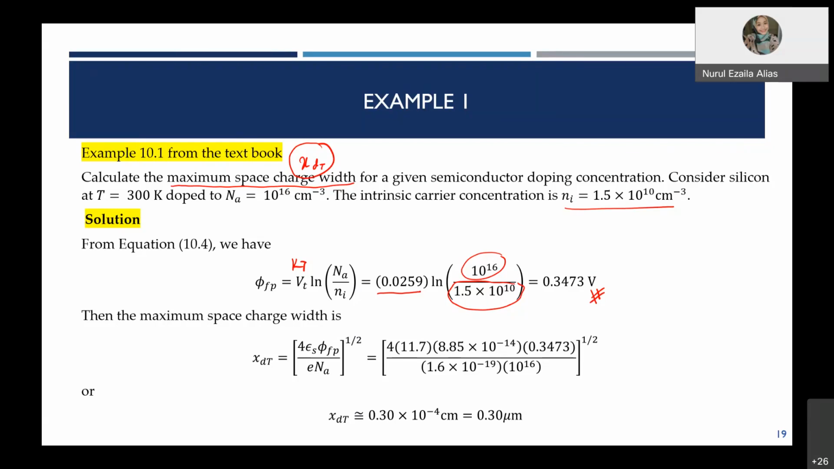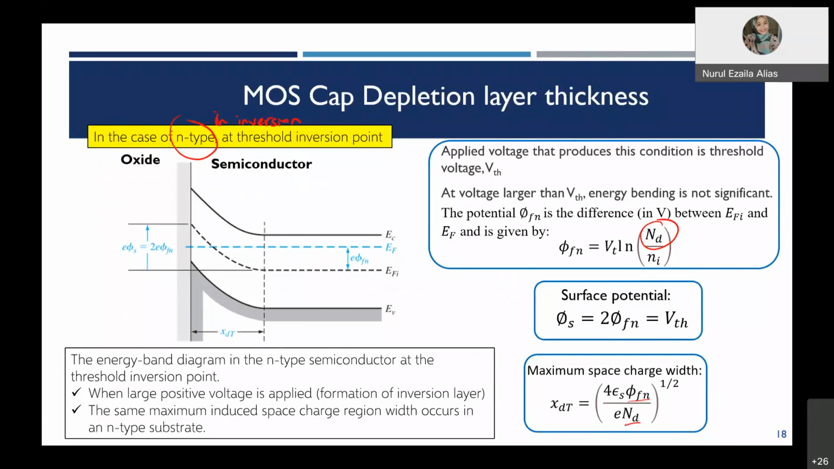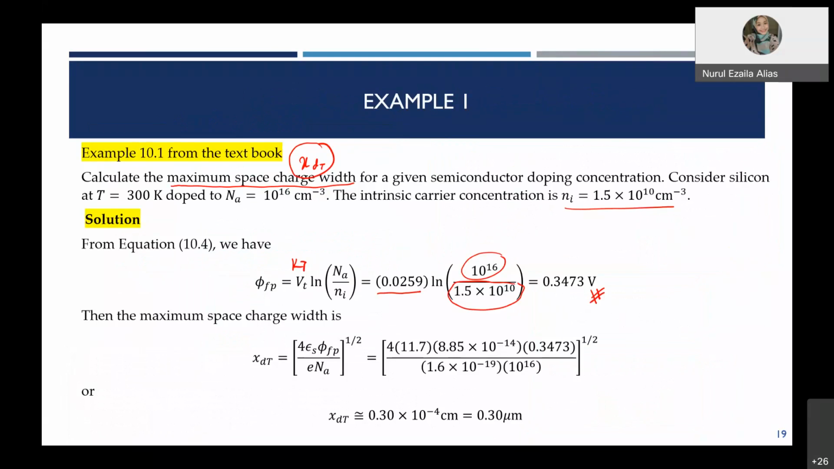So xdt, the maximum space charge width: just take the equation, 4 epsilon s phi fp over q Na, and plug in all the values. Then you will get xdt equal to 0.3 times 10 to the power of minus 4. You don't have to convert to micrometer, just take centimeter, to avoid careless mistakes in further calculation. So basically, for this example, it is straightforward, it just asks you to find the xdt and so on. But for the test, not this test, this test does not cover MOSCAP, later you have to do further calculation. So it is better to stop at centimeter.